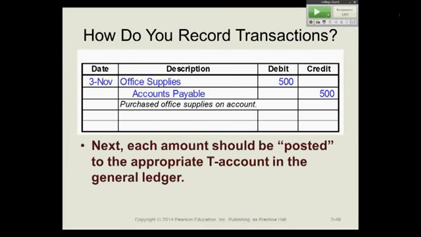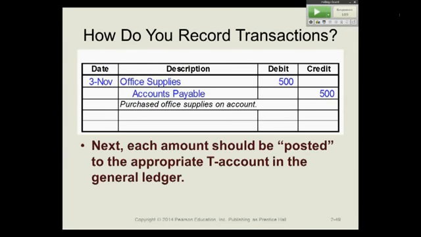Yes? Is there always going to be debit and credit, or can it be just credit? No, it's got to be debit and credit. Right now, debits equal credits is the same as assets equal liabilities plus stockholders' equity. It's sort of like a law or a rule you have to follow. So debits and credits have to be equal. Okay. All right, so the next step is to post this.